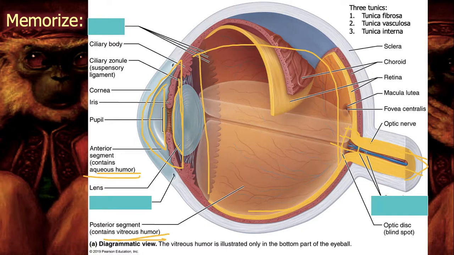Okay, but the purpose of both of these humors is to maintain the shape of the eyeball. So we're filling up the inside of the eye with something to help it push out, to help it maintain the shape. Okay? All right, so I think those are all the parts. Did I miss anything? Yeah.